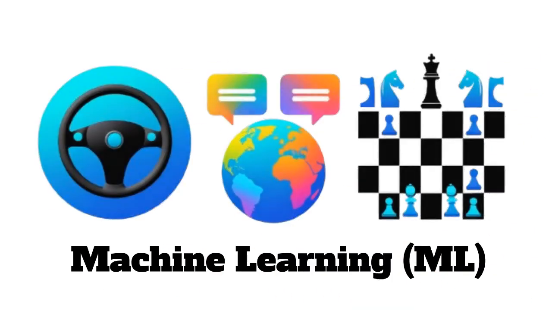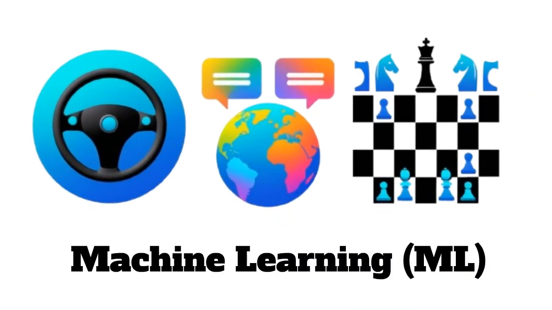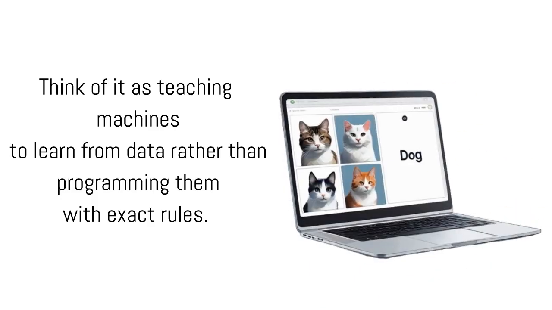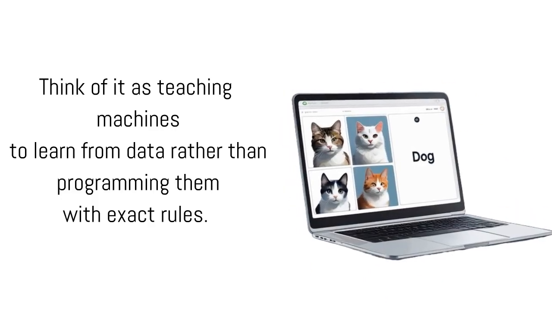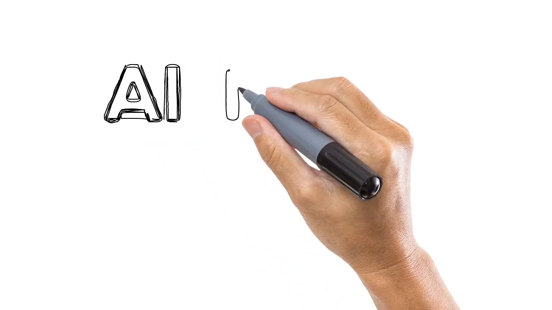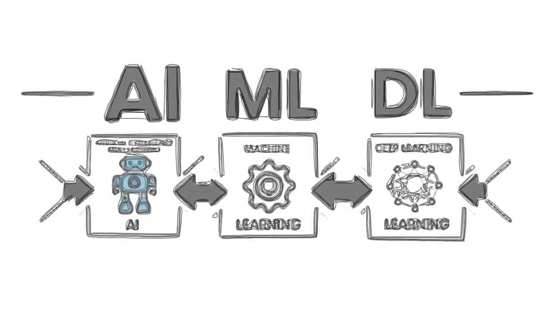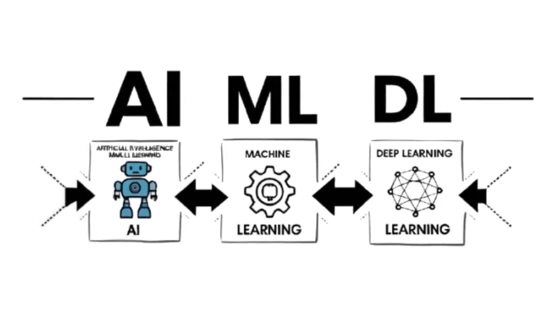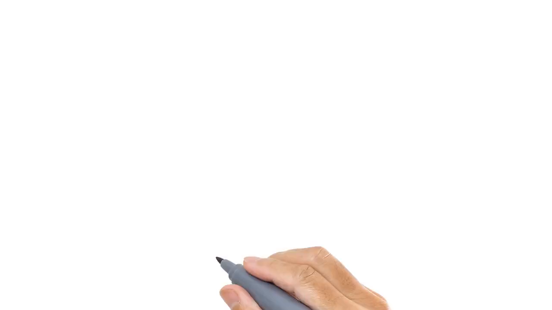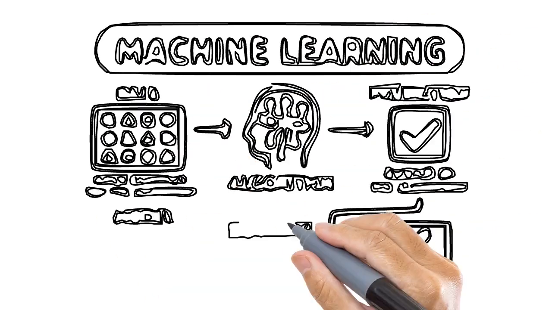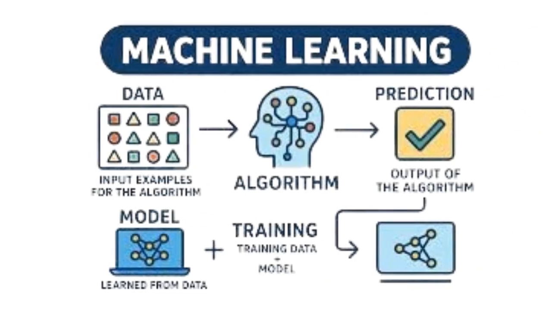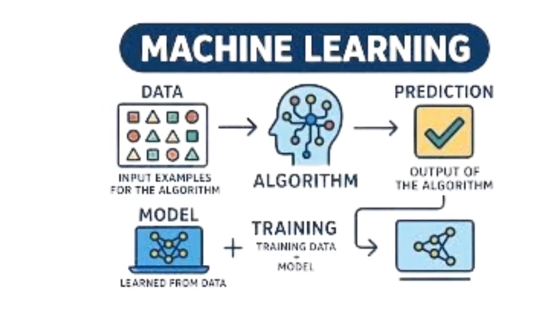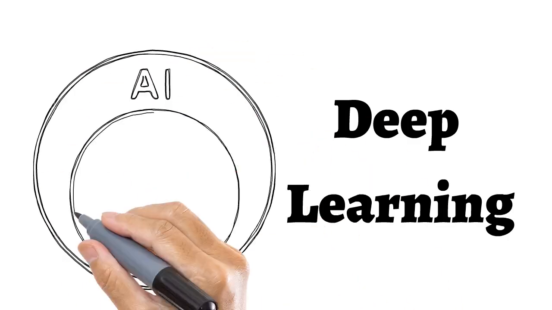Now, machine learning, or ML, is a subset of AI. Think of it as teaching machines to learn from data rather than programming them with exact rules. Instead of telling the computer exactly what to do, you give it lots of examples, and it figures out patterns on its own. For instance, if you show a computer thousands of pictures of cats and dogs, ML algorithms can learn to tell the difference between them without someone explicitly programming the rules.